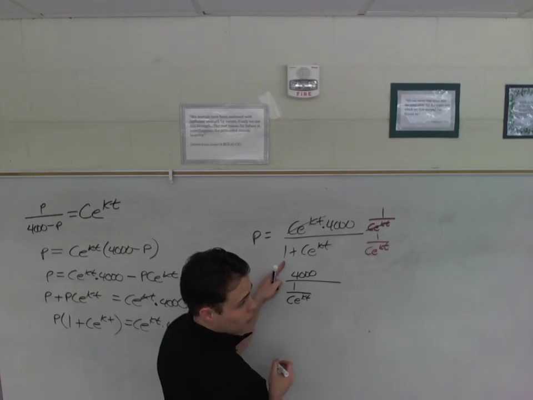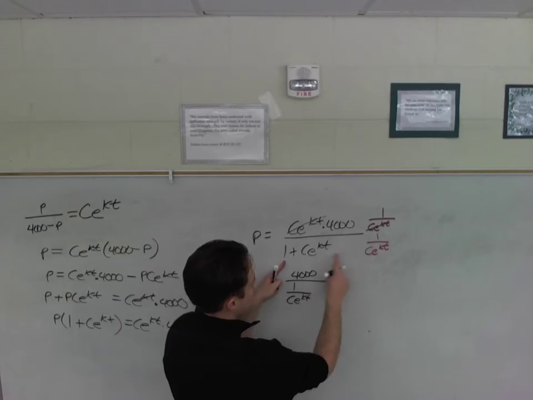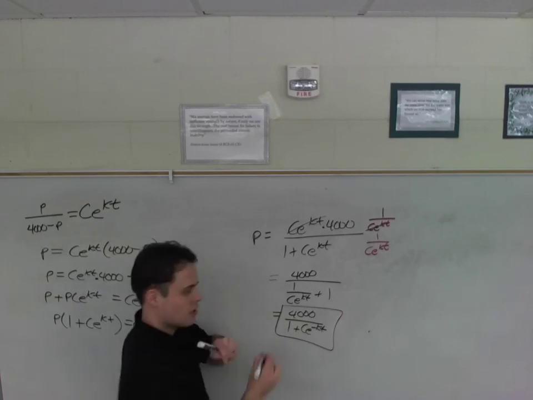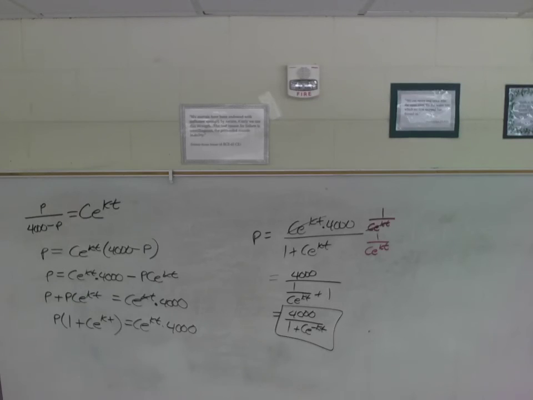There's your negative, Paul. And when we saw that before, didn't it look like the reverse? It was like 1 plus C e to the negative KT. Yes! The logistic equation in all of its magnificence.